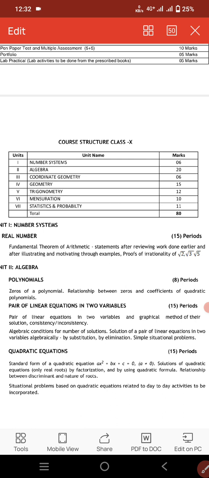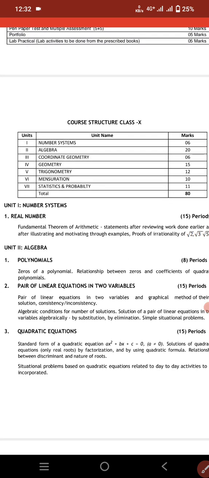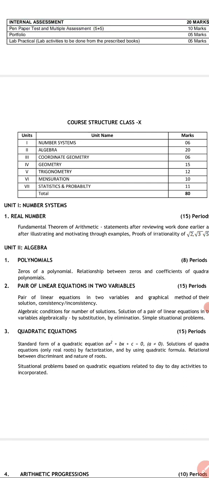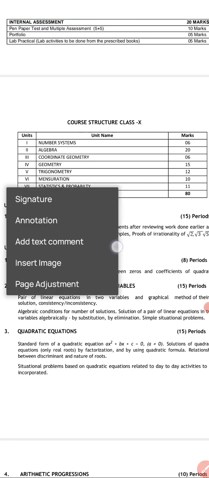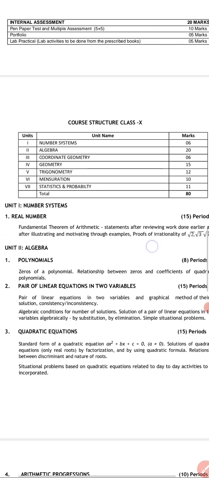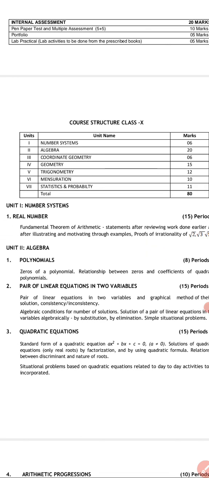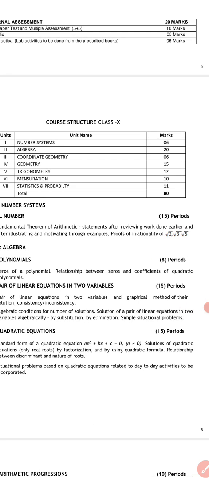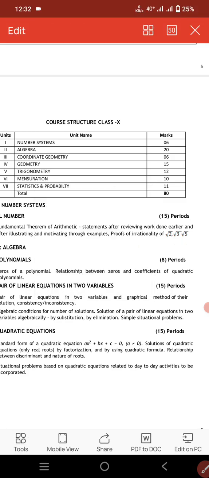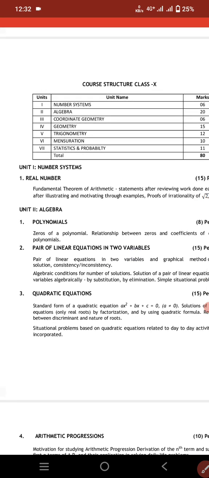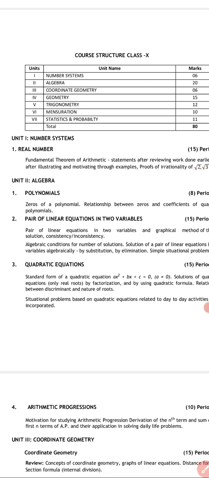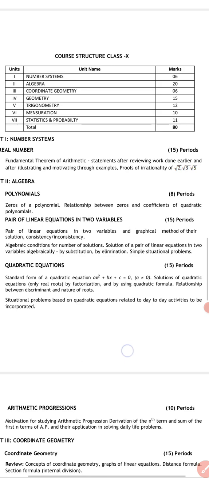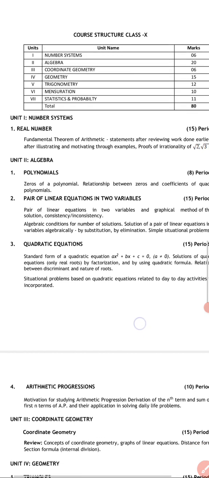First chapter, number system. In number system, first one, real numbers. Fundamental theorem of arithmetic, statement after reviewing work done earlier and after illustrating and motivating through examples. Proof of irrationality of root 2, root 3 and root 5. Unit 2, algebra. Polynomials, zeros of a polynomial, relationship between zeros and coefficients of a quadratic polynomial.